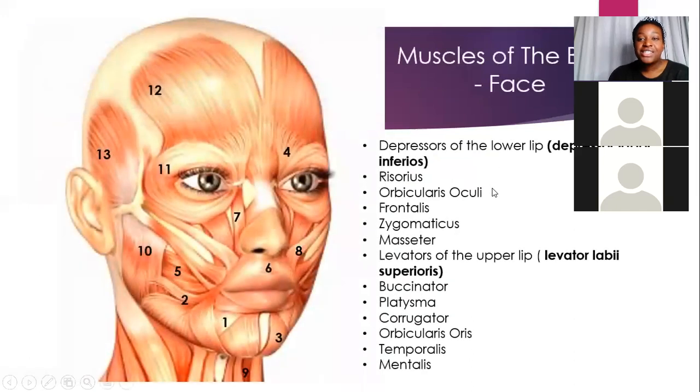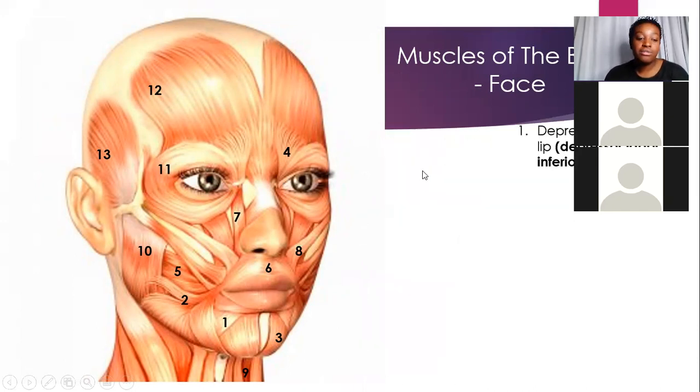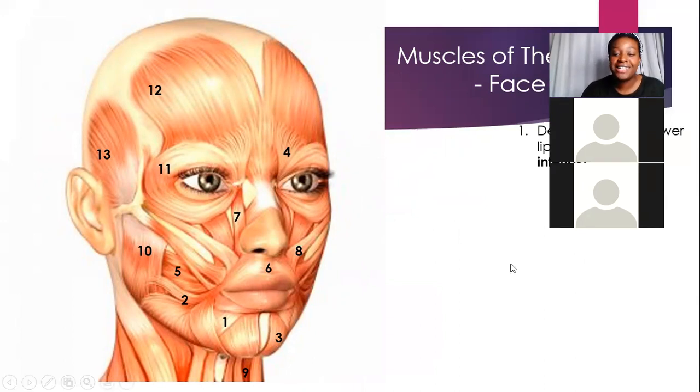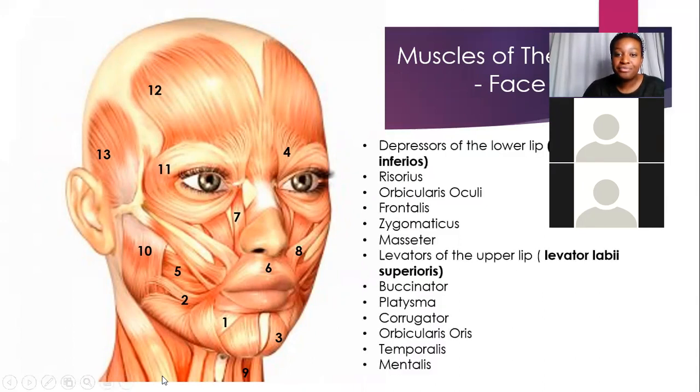Lovely. So now I've got another activity. You have got the muscles of the face. So all of the muscles of the face are here. Oh, I've just clicked my back button and given you the first one. So the first muscle is your depressor of the lower lip. So you can all write that down. That is number 1. So we can cross that one off. I've given you the first one.